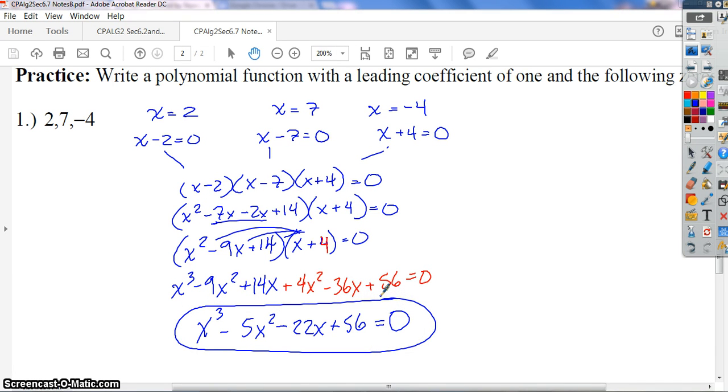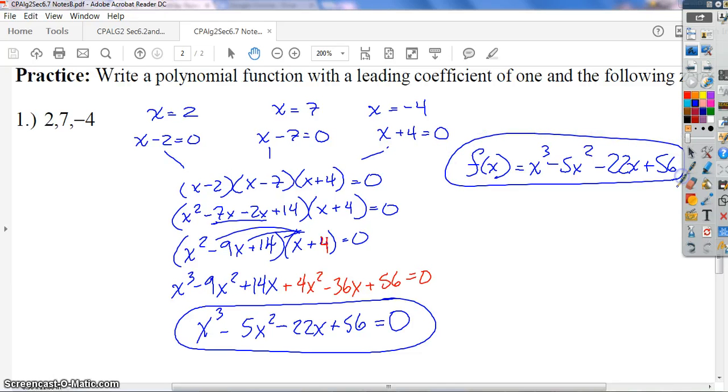It's a function, so I have to write it as a function. Right now I have it written as an equation. So to write this as a function, my final answer would be f of x equals x cubed minus 5x squared minus 22x plus 56. And there she goes.